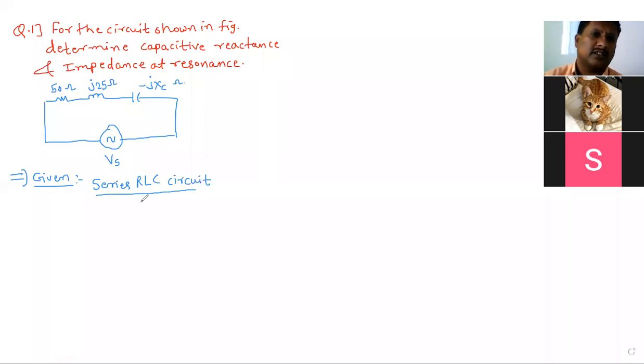Okay, next, what are the given things from the circuit diagram? Anyone can tell? R is equal to how much? 50 ohm. j25 is given, which means what is given? XL is given. Yes, sir, 25 ohm. So XL is equal to 25 ohm. We have to find XC. XC means capacitive reactance, and impedance at resonance. So at resonance, what is the impedance?